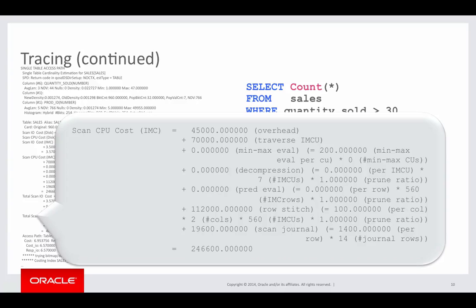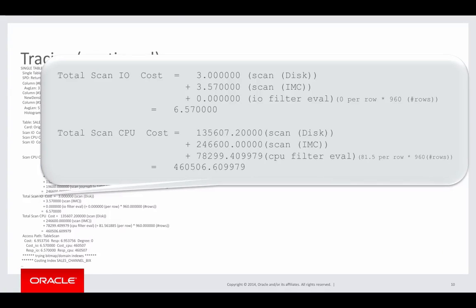As I said, we're looking at information, for example, what benefits we get from the min-max pruning from the storage index, how expensive it would be to stitch the rows back together, the number of IMCUs that need to be touched, the number of columns within those IMCUs that need to be touched. Now, I certainly don't expect you to study this formula or algorithm or know it off by heart. I just wanted to show you how and where the cost model is being influenced by the presence of the in-memory column store.